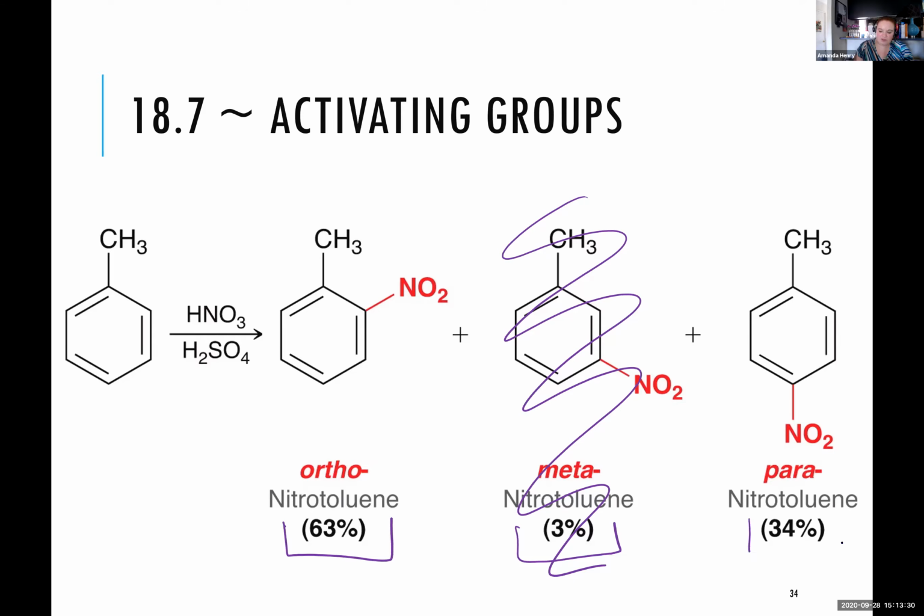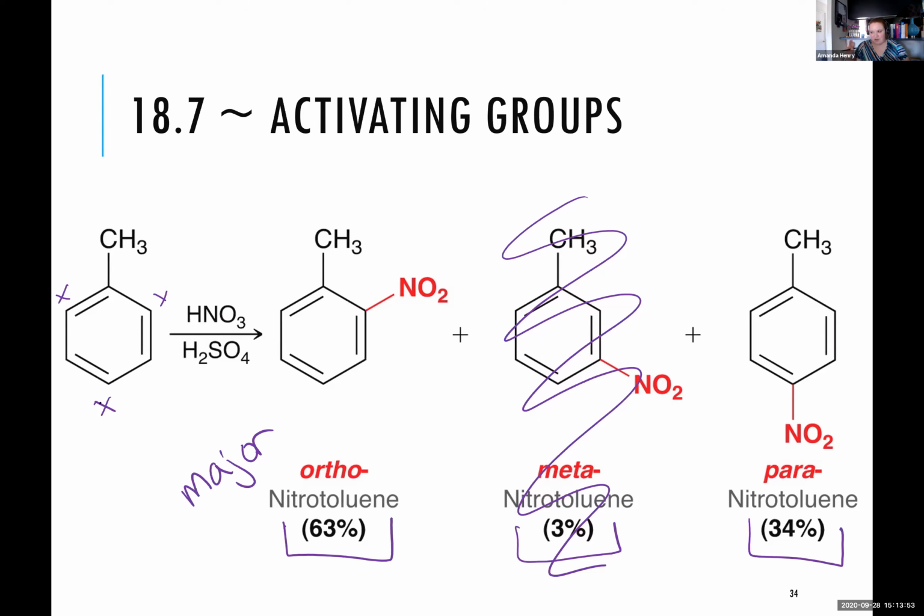The para is only 34%. So in this case, obviously the ortho is the major. And it's really a statistics thing for this one. There are 2 ortho positions and only 1 para position. So the ortho is approximately twice as much as the para.